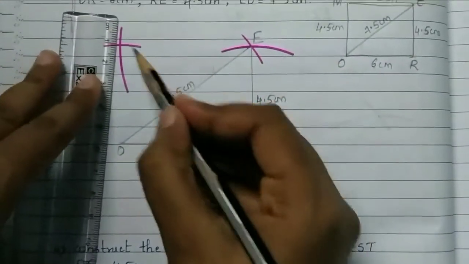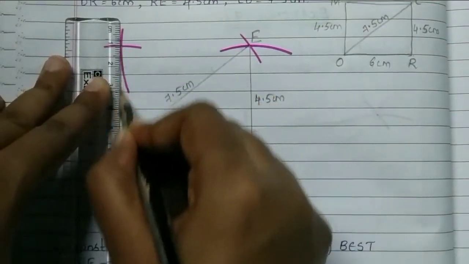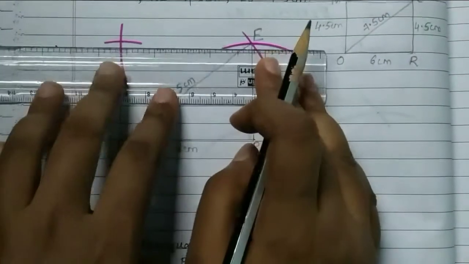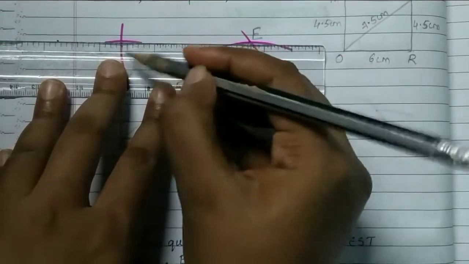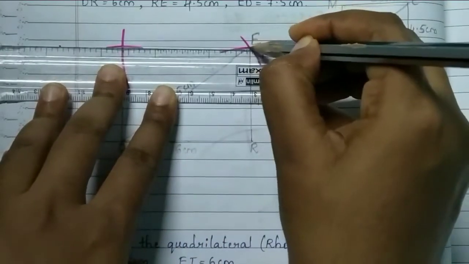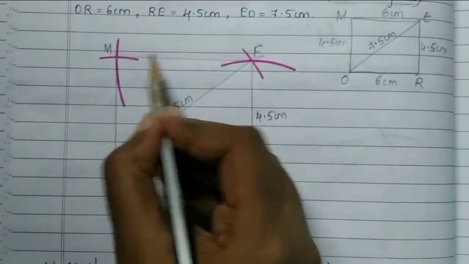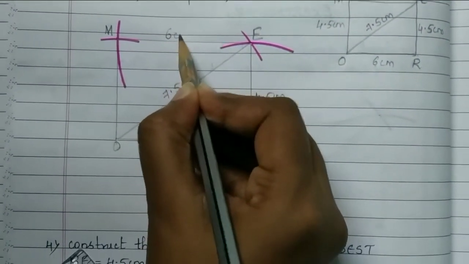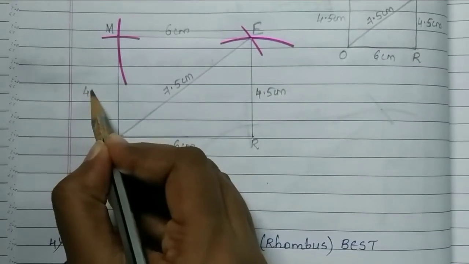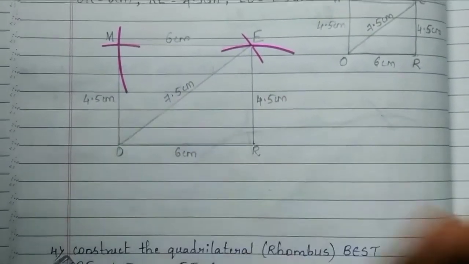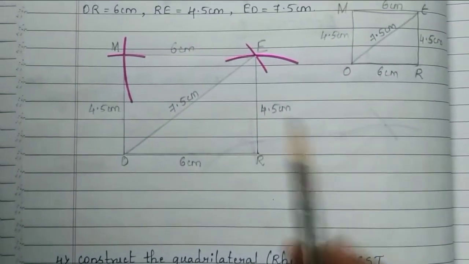So next we have to join these points. Okay, and join this point. Okay, so this point is nothing but M. This distance is nothing but 6 centimeter, and this distance is nothing but 4.5 centimeter. So that's all for this construction part.